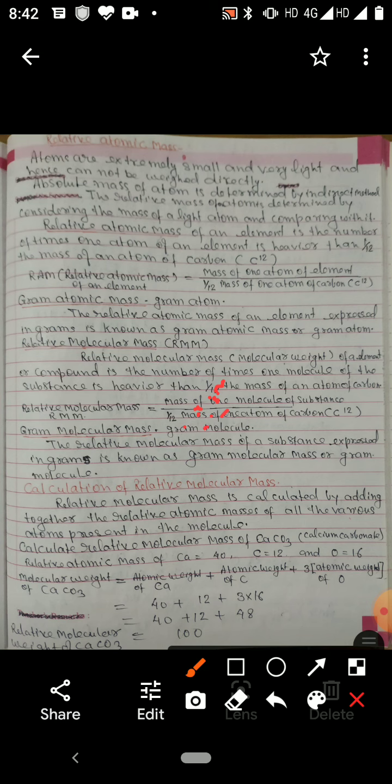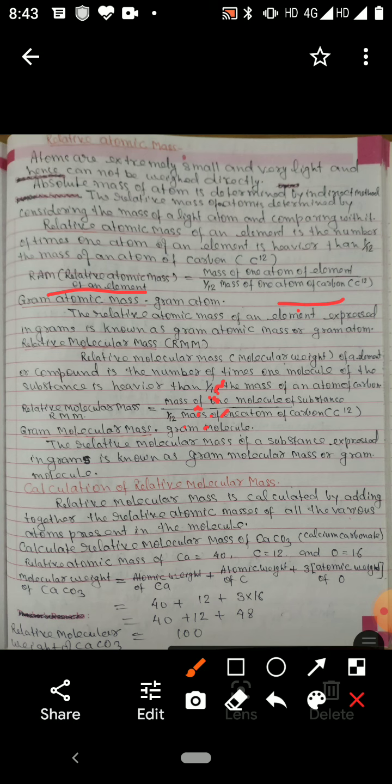So according to this, we get the relative atomic mass of elements by using this formula: mass of one atom of the element upon 1/12 the mass of one atom of C12, that is carbon.